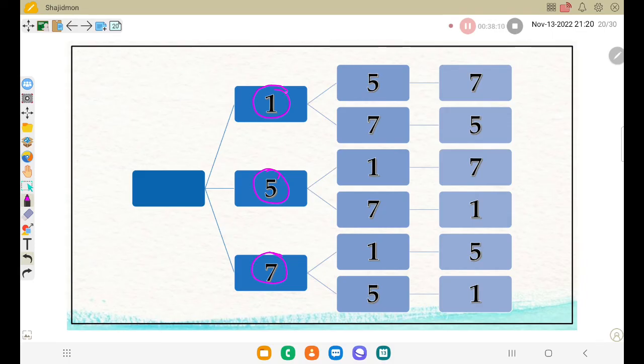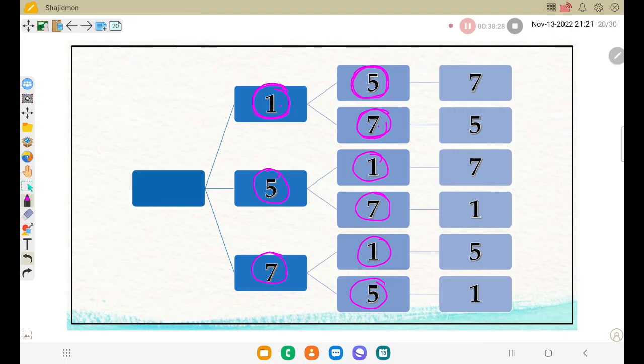For 2 digits, what are the possibilities? 1, 5. This is the 2 digit number. 1, 5 is a number. 1, 7 is a number, correct? 5, 1 is another one. 5, 7 is another one. 7, 1 is another option. 7, 5 is another option. So how many options will we get? 6 options. Do you understand?